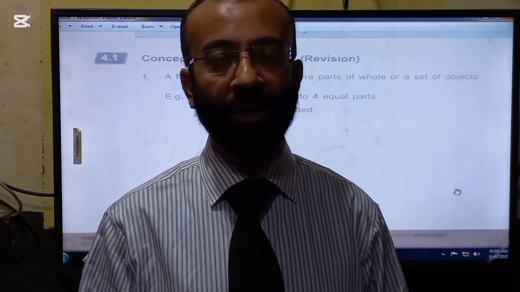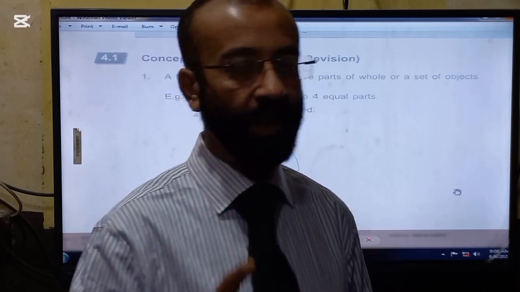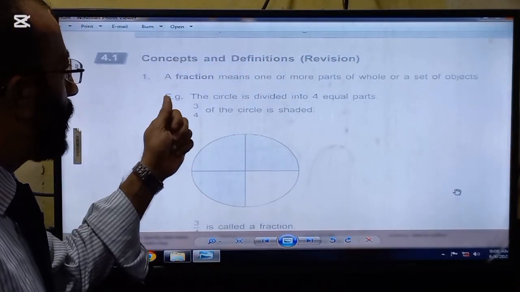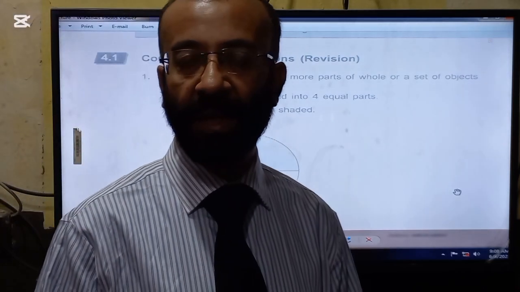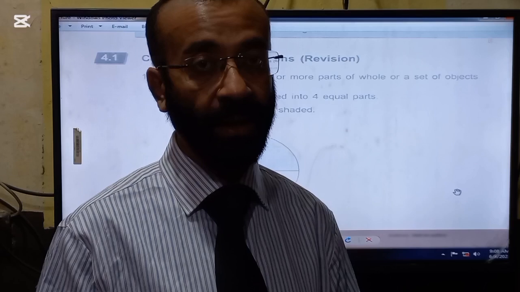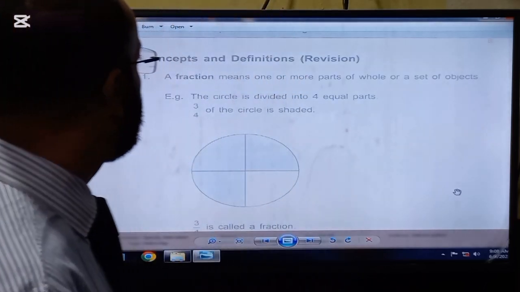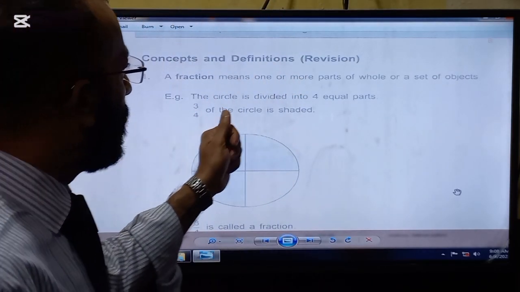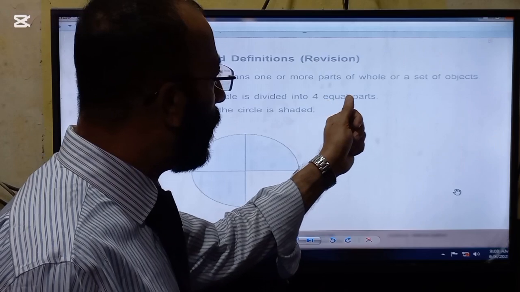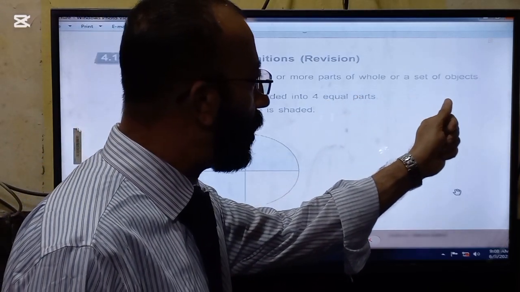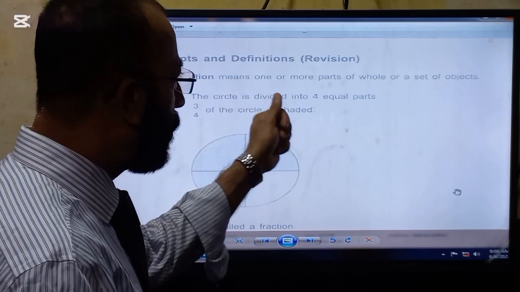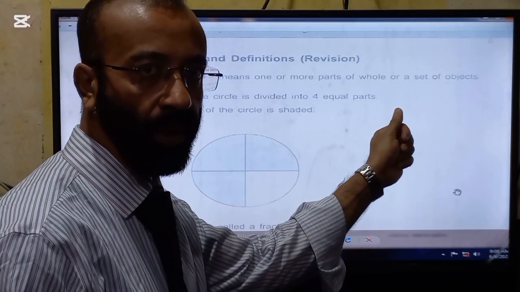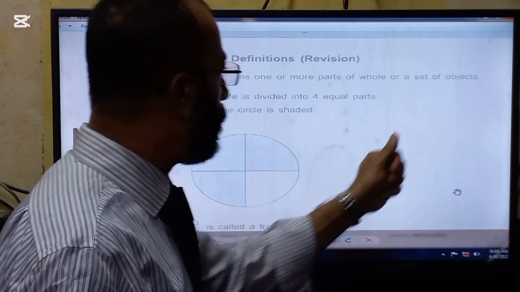The first lecture in the topic of fractions is concepts and definitions. The first concept that should be clear in your mind is that a fraction means one or more parts of a whole or a set of objects. So this is the definition: one or more parts of a whole or a set of objects.